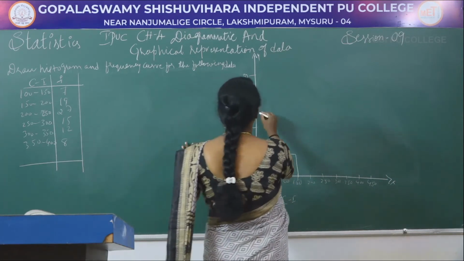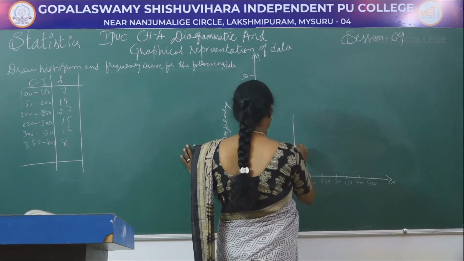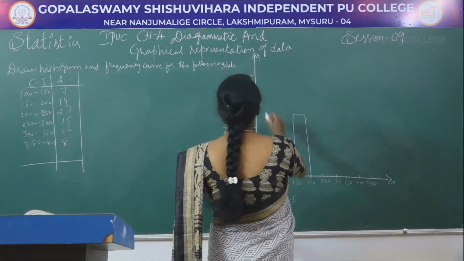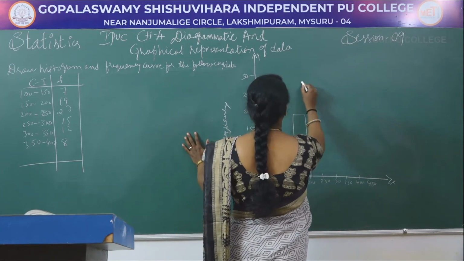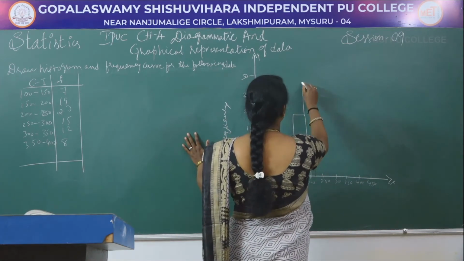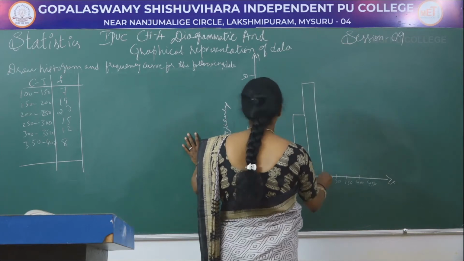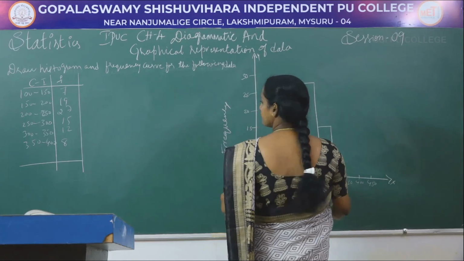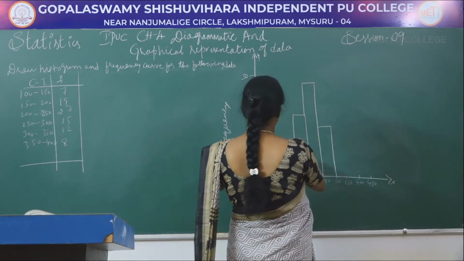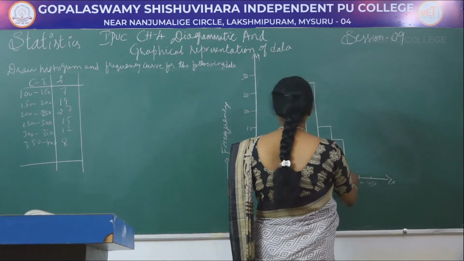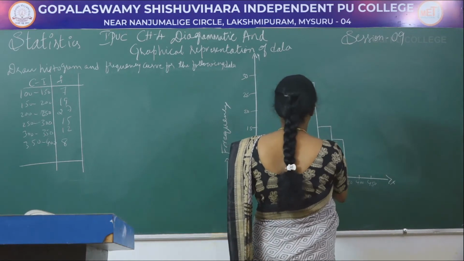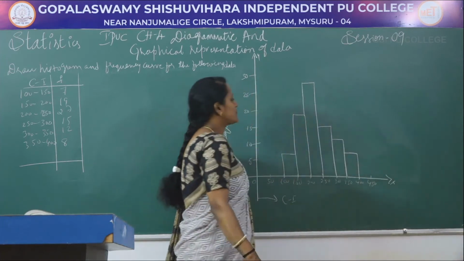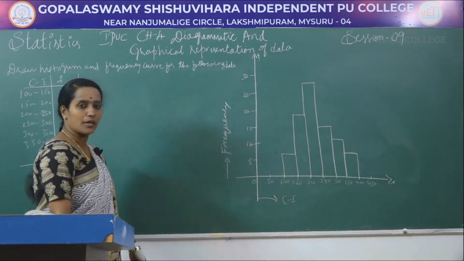Next it is 19. Next 27. 15, 12 and 8. Okay, this is how we have drawn the histogram.